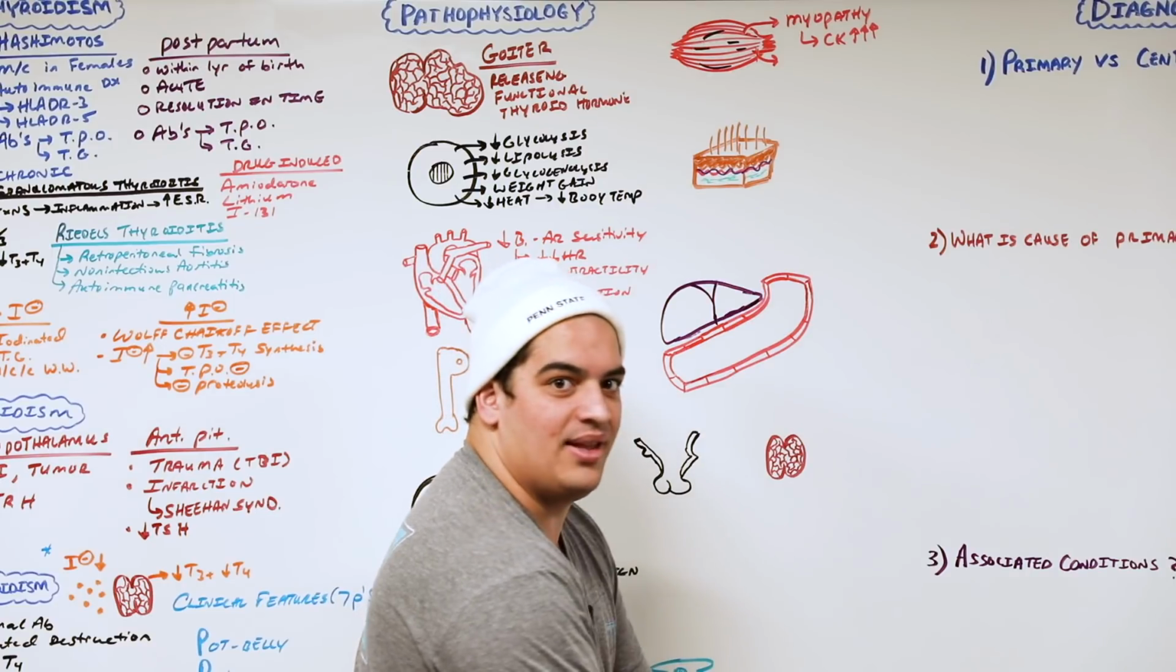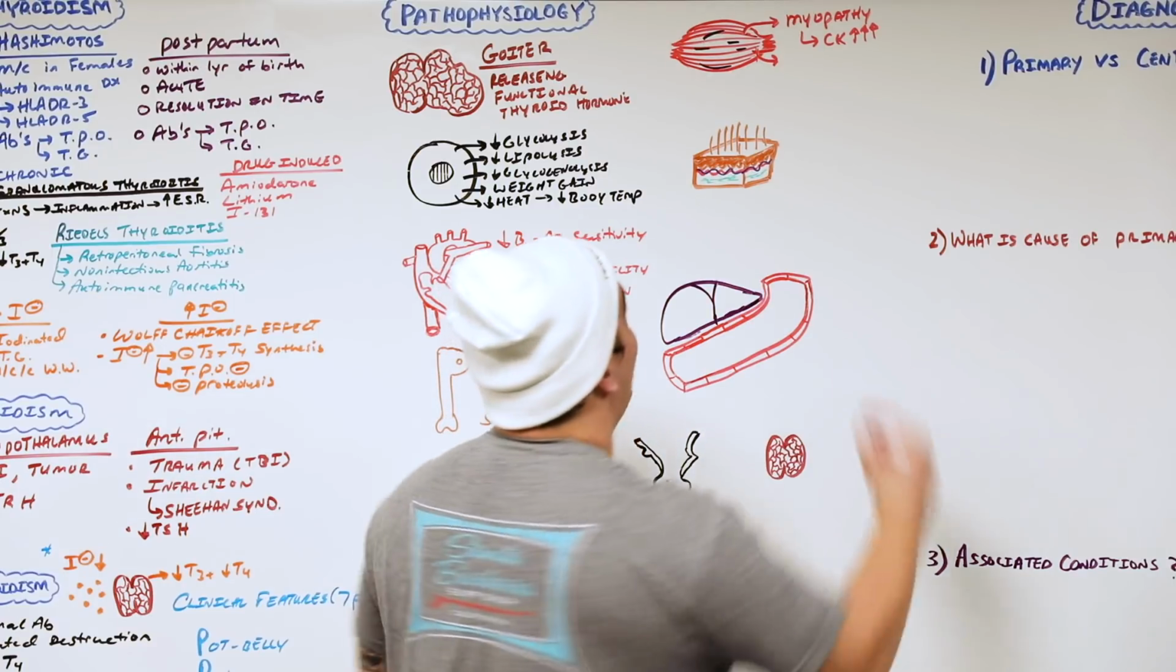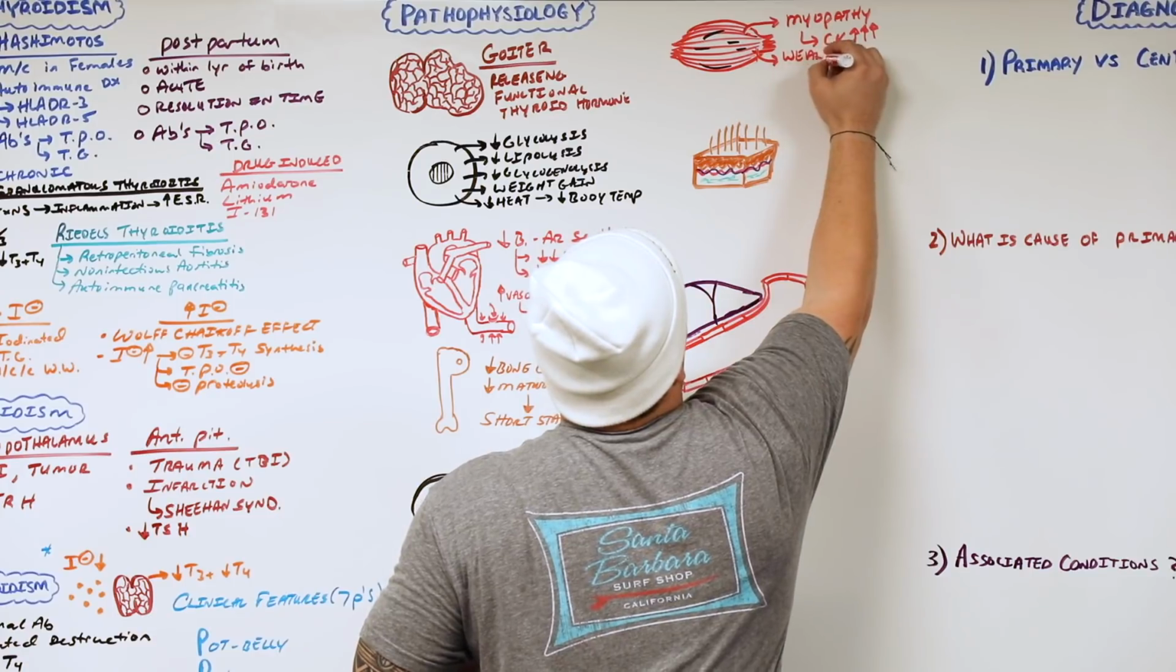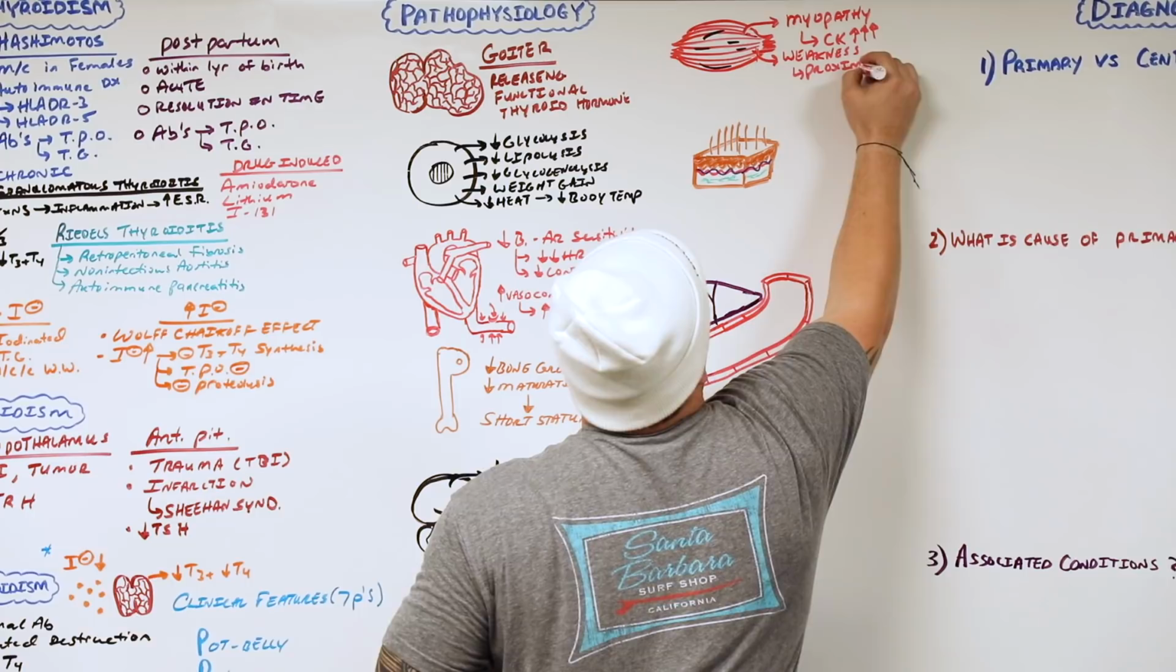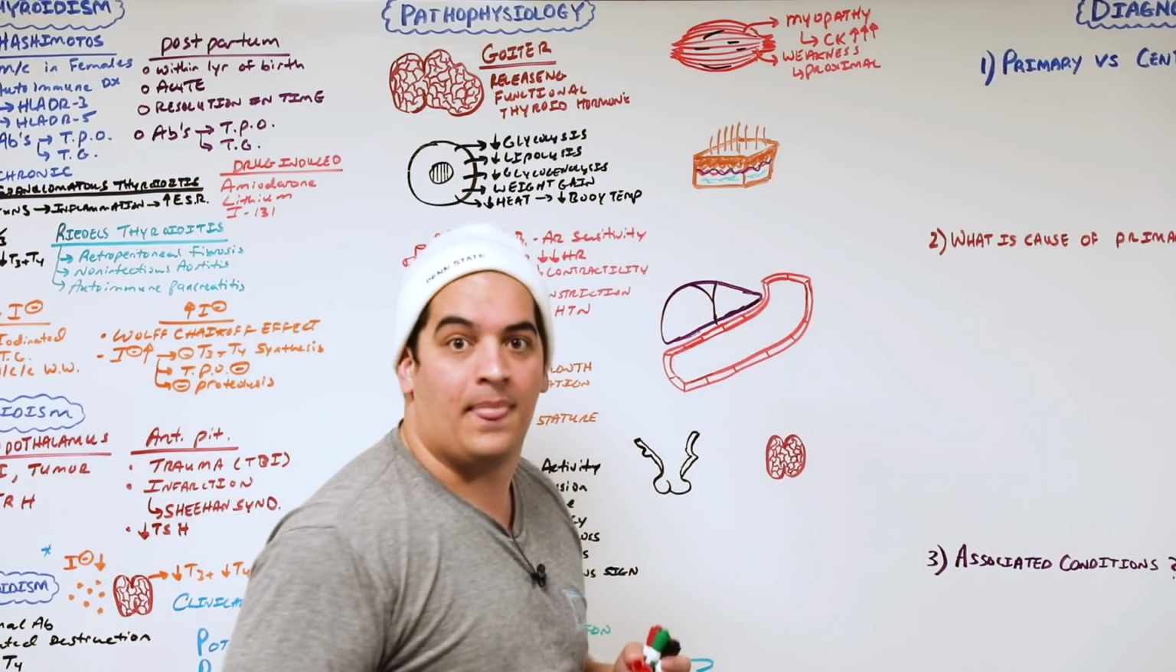The next thing is, with progressive myopathy and injury to the muscles and not being able to regenerate and grow, what happens to them? They become weak. And so they develop weakness. And you know where this weakness is most commonly seen? Within the proximal muscle groups, shoulder, hip areas, okay?